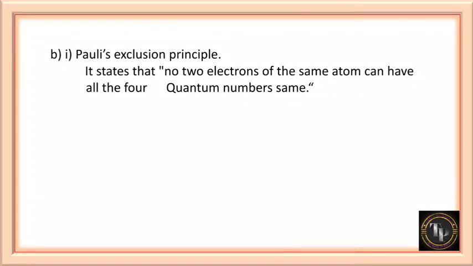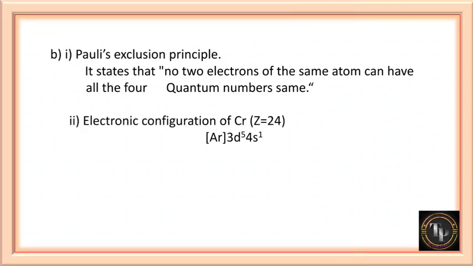It states that no 2 electrons of the same atom can have all 4 quantum numbers the same. Meaning, all 4 quantum numbers should not be the same for any 2 electrons of the same atom. That is what is given by Pauli. Electronic configuration of chromium, atomic number is 24: Argon 3d5 4s1. That is the correct electronic configuration.